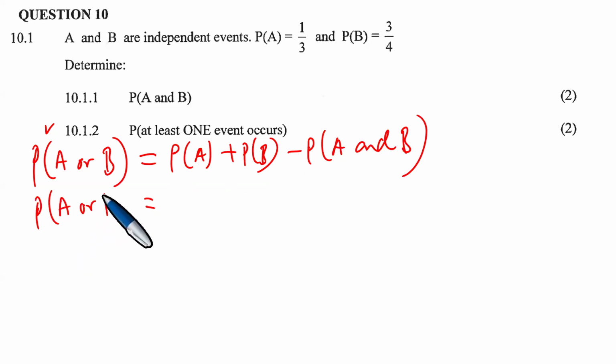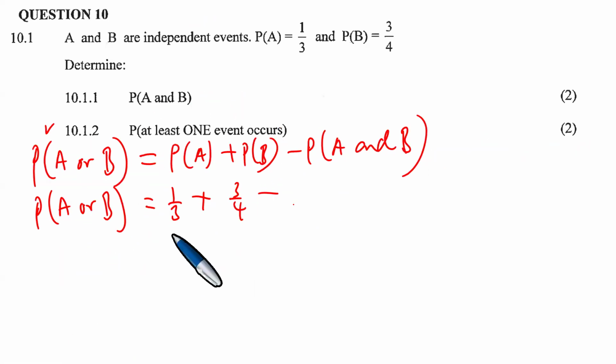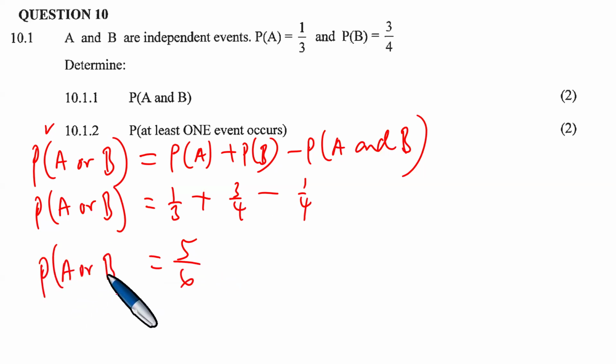So the probability of A or B: the probability of A here is 1/3, the probability of B is 3/4, and we have minus the probability of A and B, which we already got to be 1/4. So we plug this in here. If we add everything, it becomes 5 out of 6. So the probability of A or B, which is the probability of at least one event occurring, is precisely 5 out of 6.